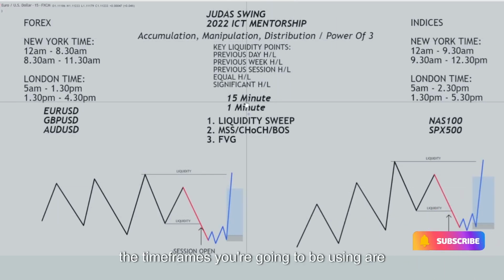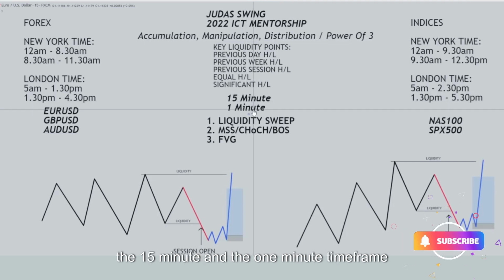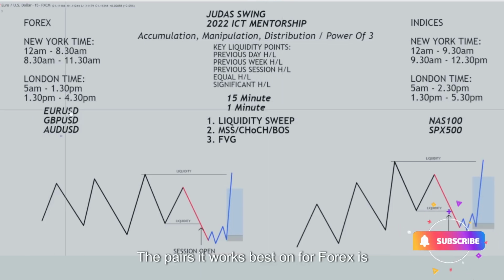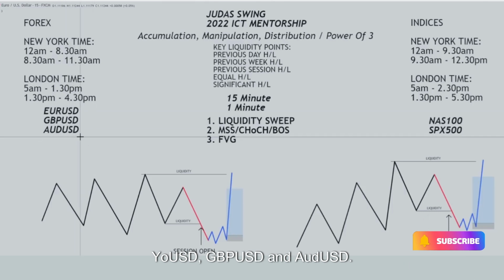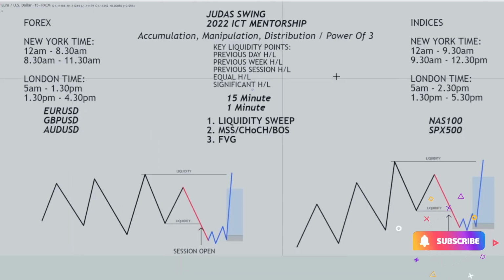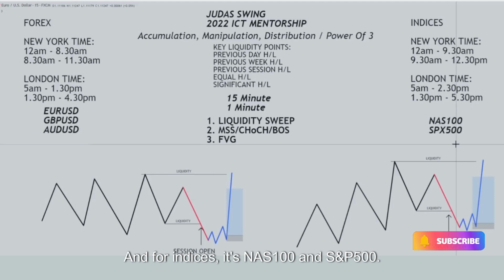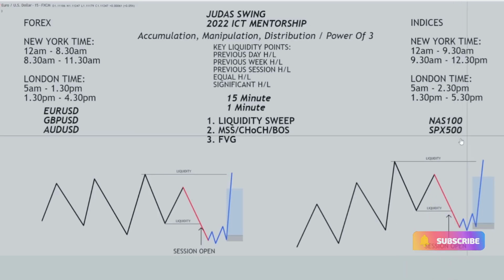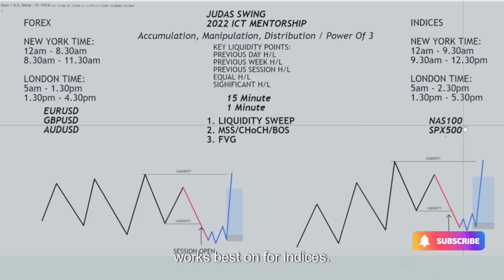The time frames we're going to be using are the 15-minute and the 1-minute time frames only. It's literally very easy. The pairs it works best on for Forex are EUR/USD, GBP/USD, and AUD/USD. ICT himself recommends these. And for Indices, it's NAS100 and S&P 500. You can practice this yourself and see what works best for you, but for my testing, these are the pairs it works best on for Indices.